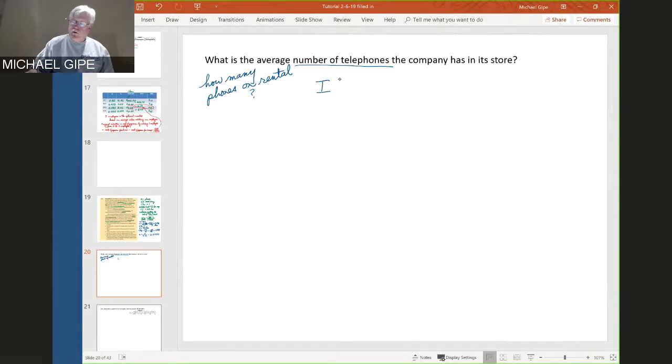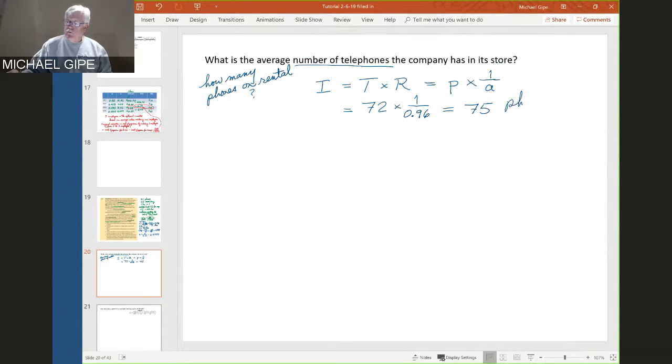So the inventory of phones on rental out in the field in the processing stage is the time times the rate. And why am I doing this? Because I know what these numbers are. And that's going to be P, processing time, times the rate, 1 over A. And that works out to 72 times 1 over 0.96. And that's 75 phones rented on average.